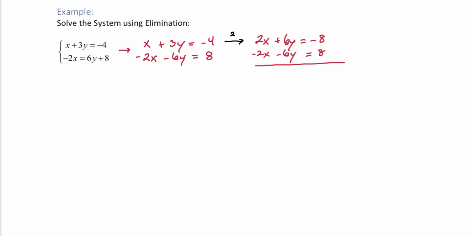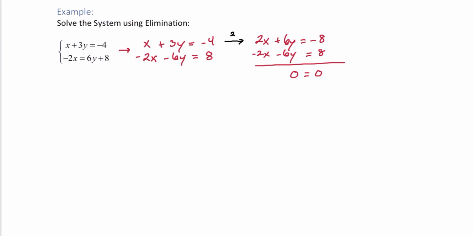2x plus negative 2x is 0. 6y plus negative 6y is 0. And negative 8 plus 8 is 0. Again, both variables disappeared, and we're left with a statement. This time, the statement is a true statement. That means we have an infinite number of solutions.